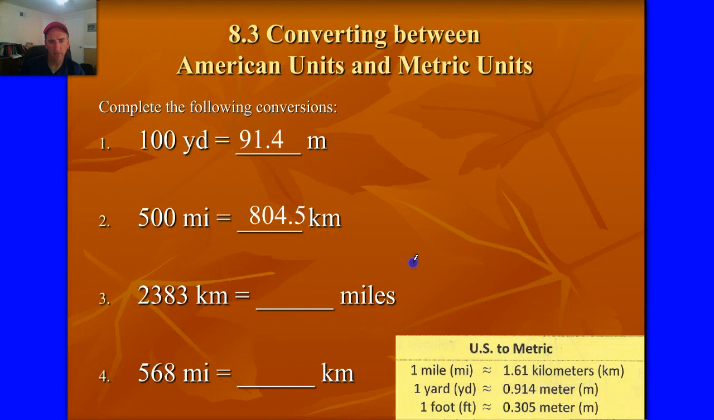So I write it down, 2383 kilometers over 1 times. Remember, kilometer has to match so we can cancel it out. And I believe it was 0.62 miles is approximately 1. There, you can cancel those out. You multiply 2383 times 0.62. Put that in your calculator and you get that number right there.